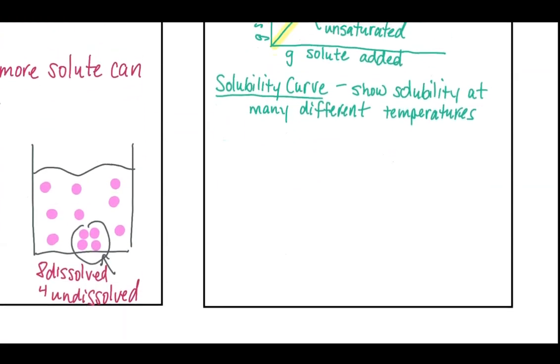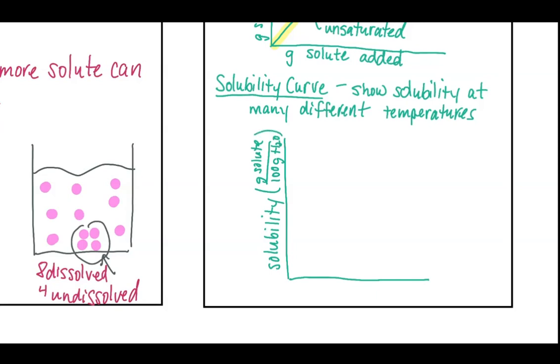So a solubility curve, our axes are going to be solubility and temperature. Makes sense, right? And remember, this is grams solute per 100 grams of water. Okay, that's what we measure solubility in. And then this is going to be in temperature, typically in degrees Celsius, though we can use Kelvin.